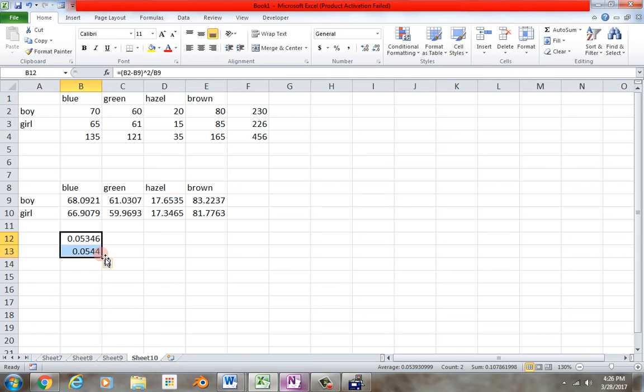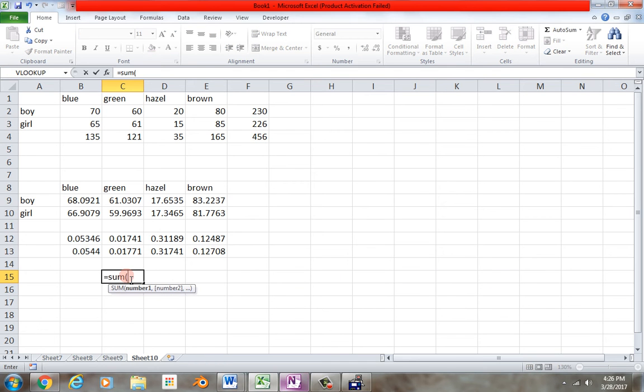Click and drag it down, click and drag it over. And then, here's the best part, equals sum, and we're done. And this right here is my chi-squared value. That's my chi-square value right there. Boom.